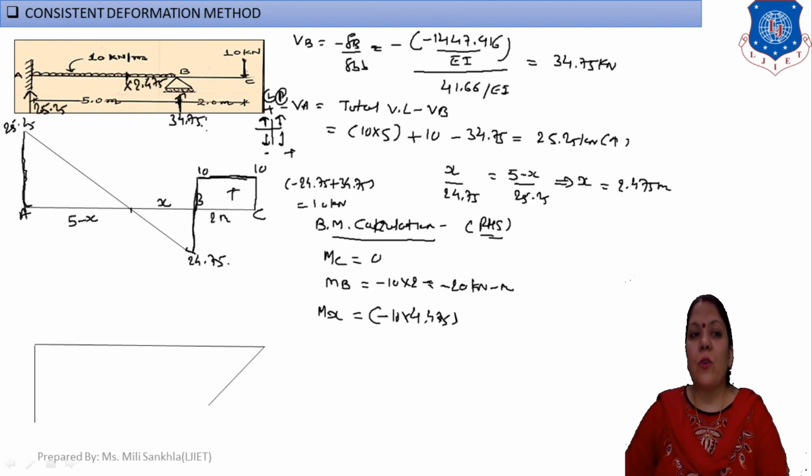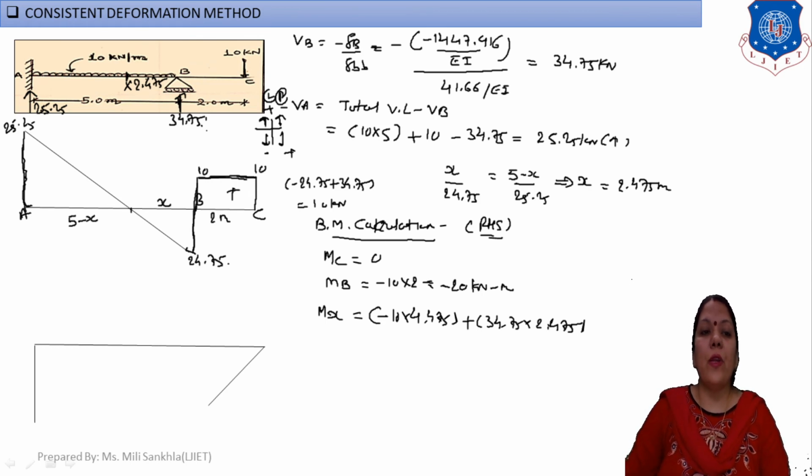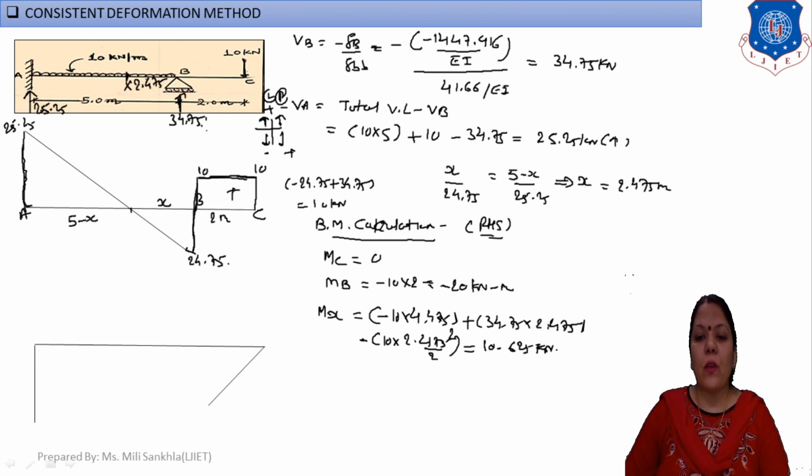Now this support reaction rotates anti-clockwise, that means right-hand side anti-clockwise, plus 34.75 into 2.475. Then this UDL rotates clockwise, and this is minus, write down minus 10 into 2.475 square by 2, and my answer for this MX is equal to 10.625 kilonewton meter.